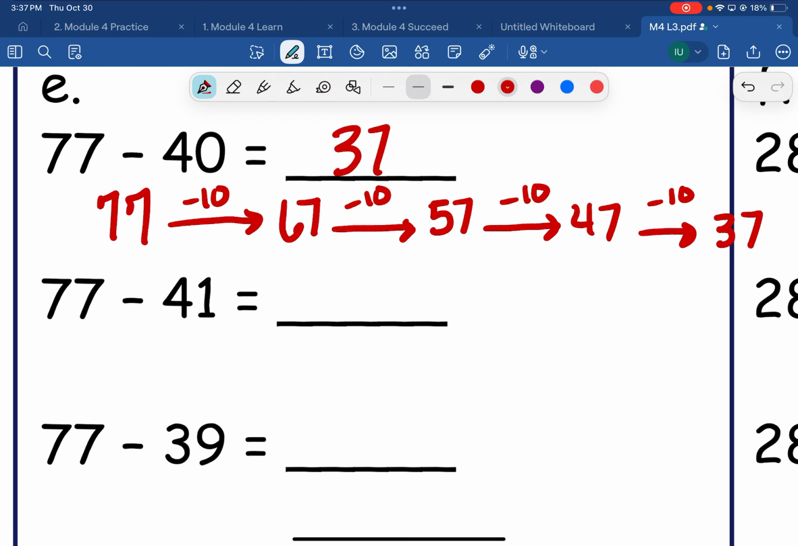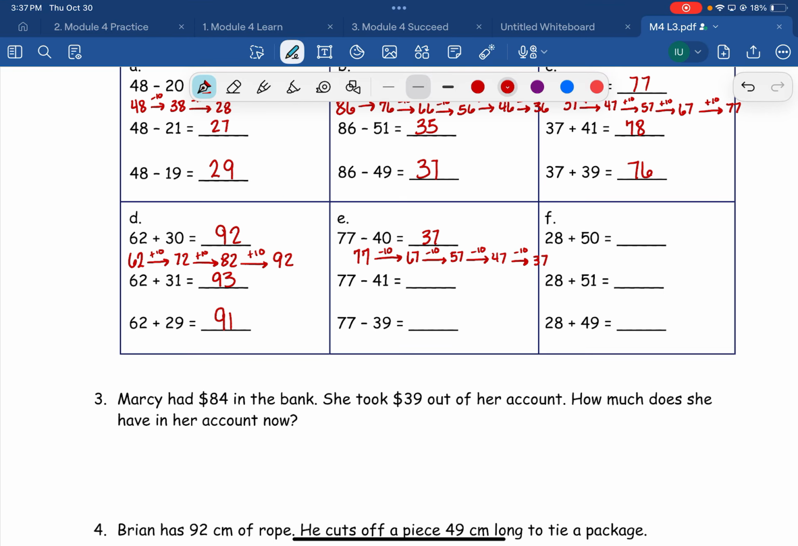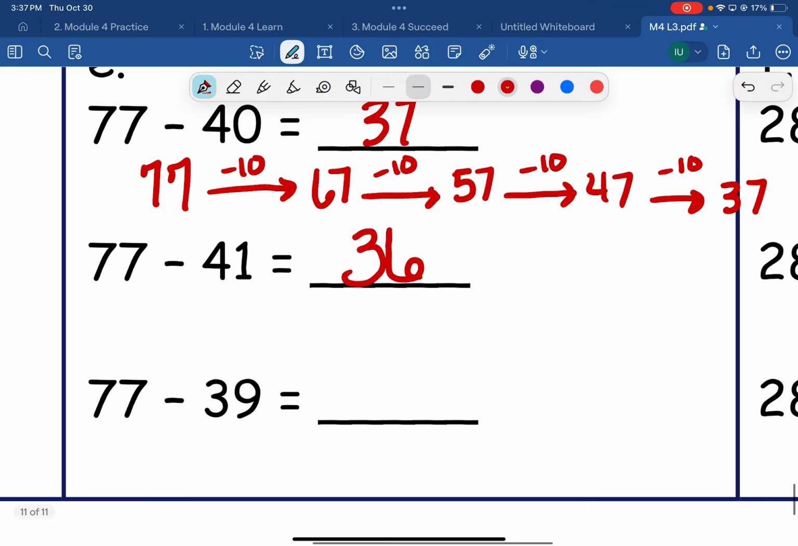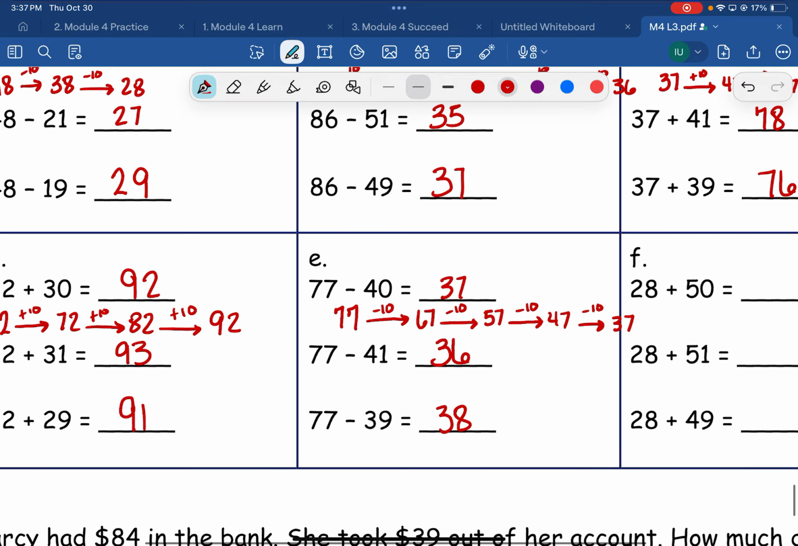Well, 77 minus 41, you're actually subtracting one more. So then instead of 37, it's going to decrease by 1 because you subtracted one more. Now we have 77 minus 39, which we're actually subtracting one less. So your answer will increase one more to 38.